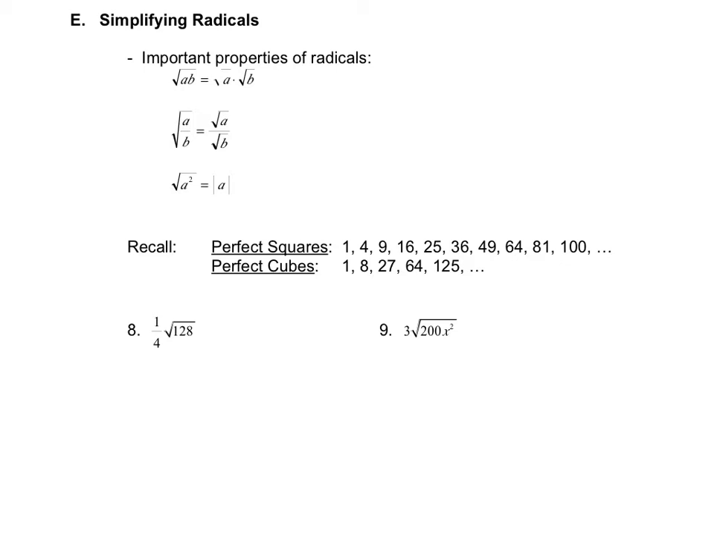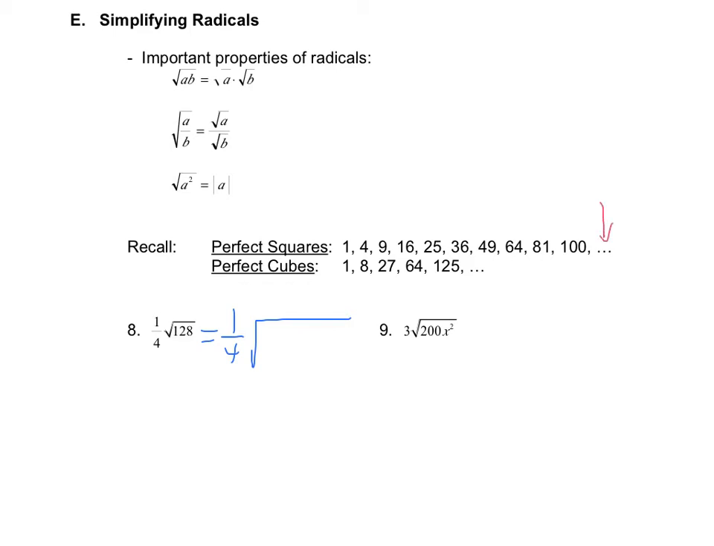Let's do number 8. 1/4 square root of 128. Well, 1/4 is on the outside, so really I'm not going to do anything with it right now, but bring it over. I need to simplify 128. First of all, is 128 a perfect square? It's not. So how do I do this? Well, I'm going to use my perfect squares list to help myself. Where would 128 fall if it was on the list? It would be somewhere out here.